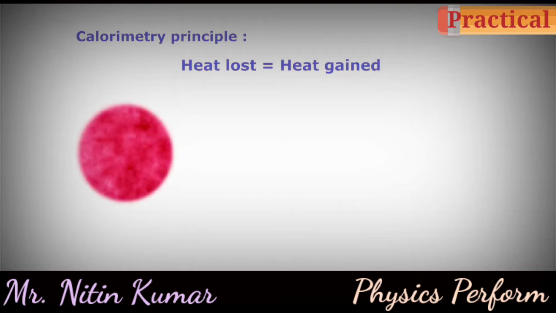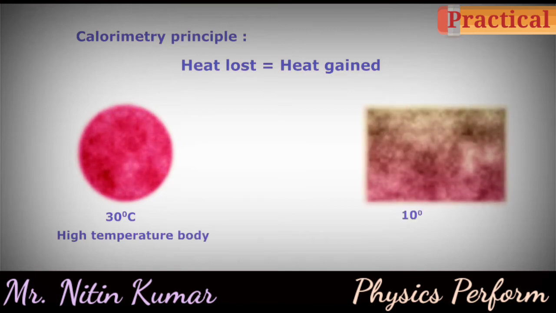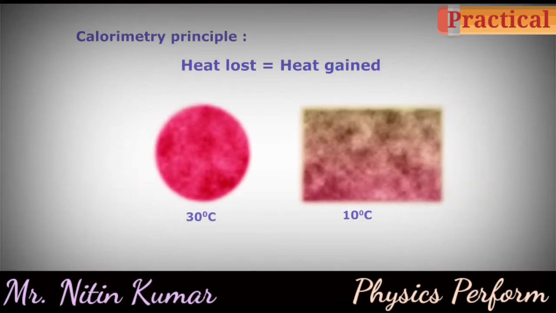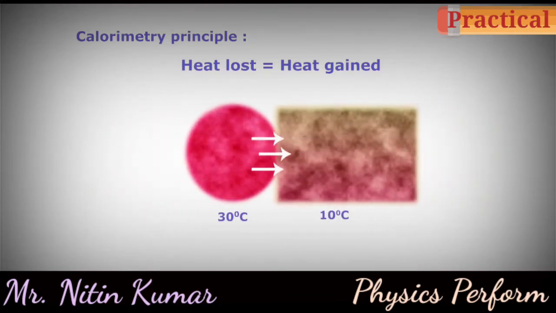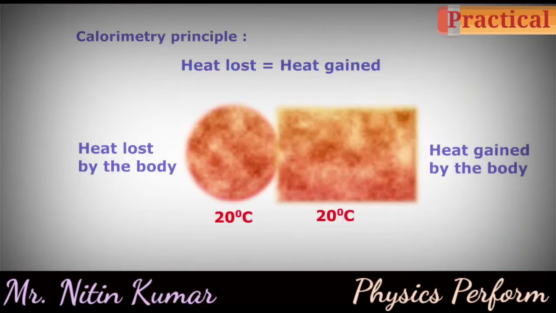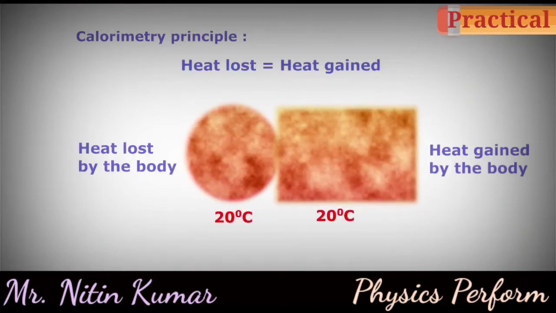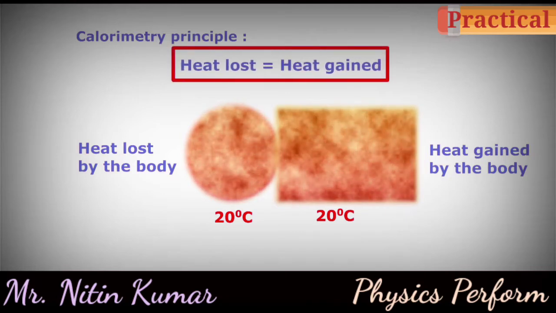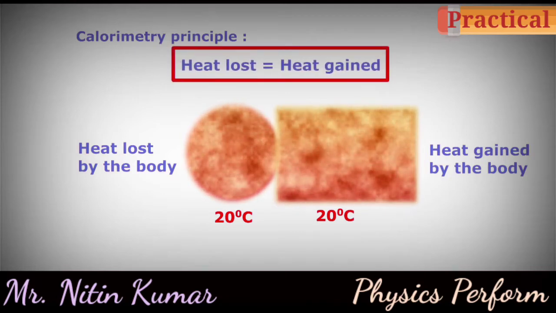Consider a body with a high temperature of 30 degrees and another body at a low temperature of 10 degrees centigrade. When the latter is brought in contact with the body at high temperature, the high temperature body loses heat and the cold body gains heat. Therefore, according to the principle, the heat lost by the hot body is equal to the heat gained by the cold body.